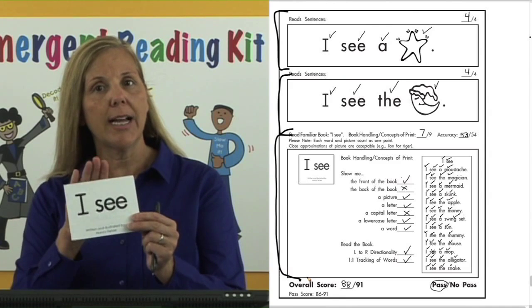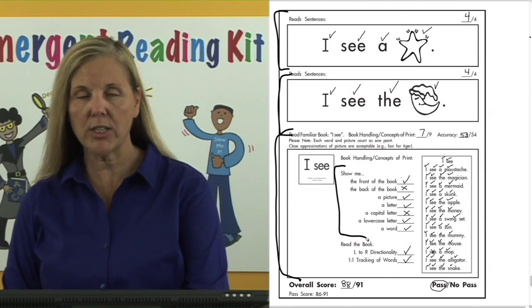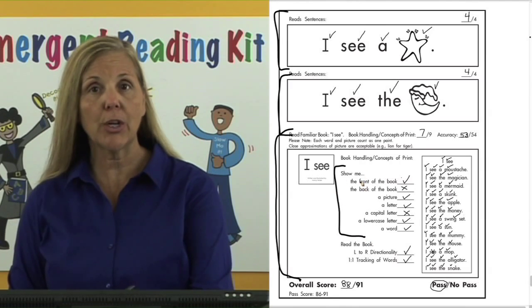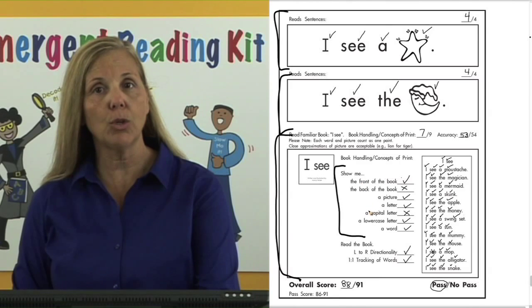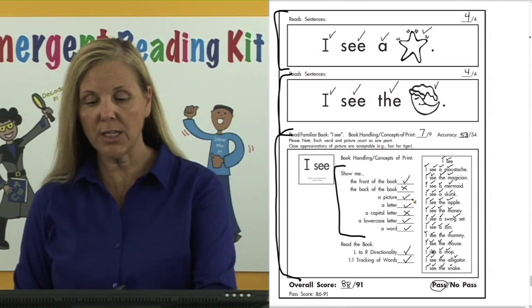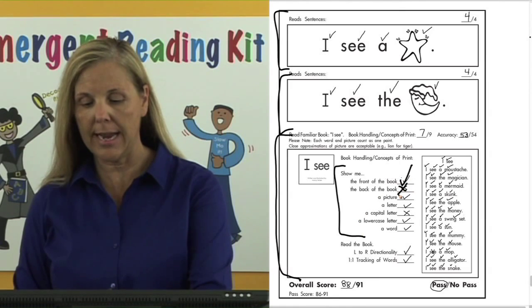Kaylee was given the IC book and asked these book handling questions. For example, what is the front of the book, the back of the book? And when Kaylee was able to answer or point to show that she understood these book handling concepts, the teacher would put a check, and if not, an X.